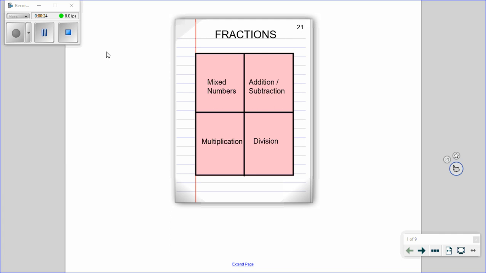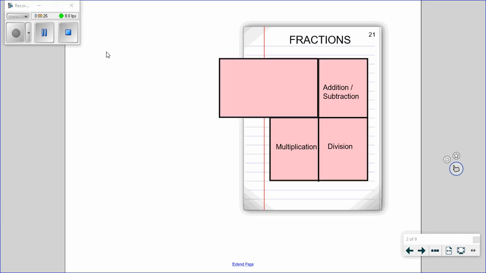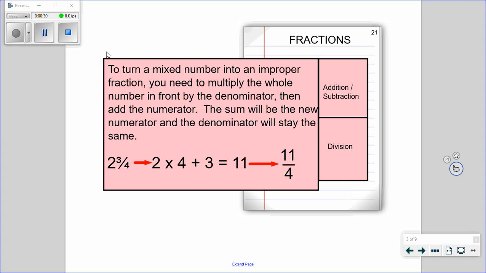So we'll start with mixed numbers. Open up the mixed number tab and take these notes. It's really important that you know how to turn mixed numbers into improper fractions, because if they're not improper fractions, you're not going to be able to add or subtract or divide or multiply. To turn a mixed number into an improper fraction, you multiply the whole number in front by the denominator, the number on the bottom, and then add the numerator. The sum will be the new numerator, and the denominator will stay the same.